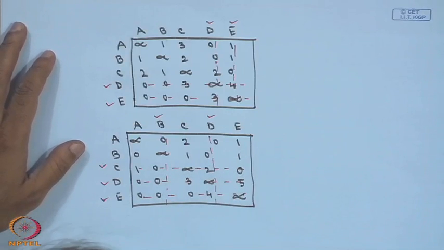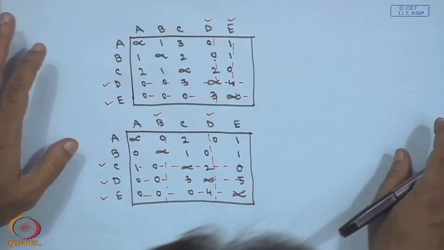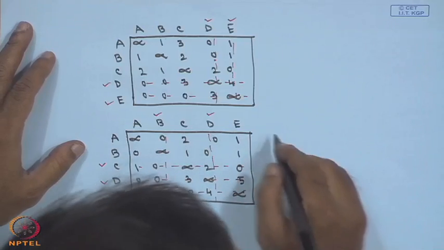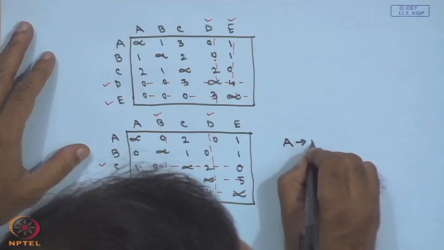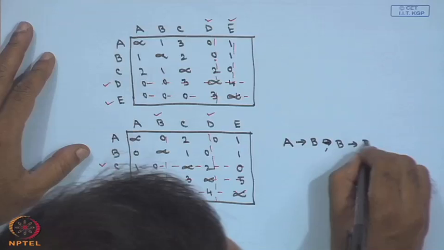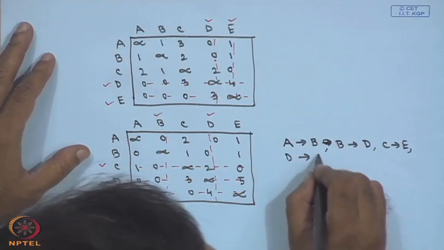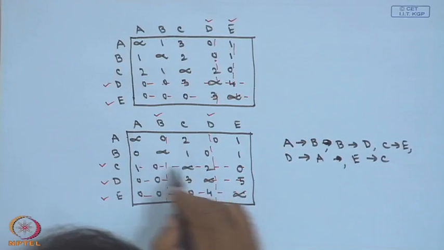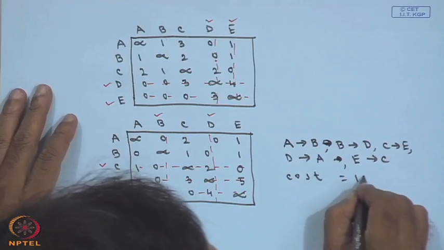I am leaving it to you basically. If you see, this assignment problem has 2 solutions. I can assign in 2 different ways. In both cases the optimal cost will remain the same. The first case you will get A to B, B to D, C to E, D to A and E to C. You can just do it on your own. If you calculate, the cost will become 15.